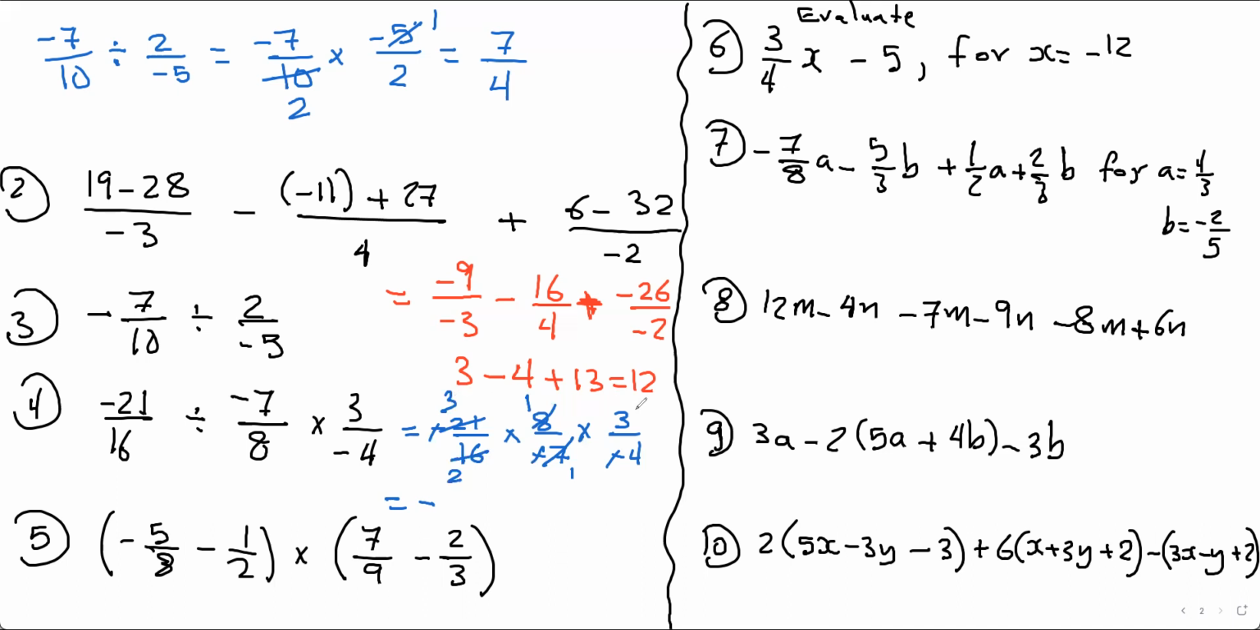So now I just multiply the top. 3 times 1 times 3 gives me 9. So the answer, I'm just going to put my equal sign here. So negative 9 over 2 times 4 on the bottom is 8.